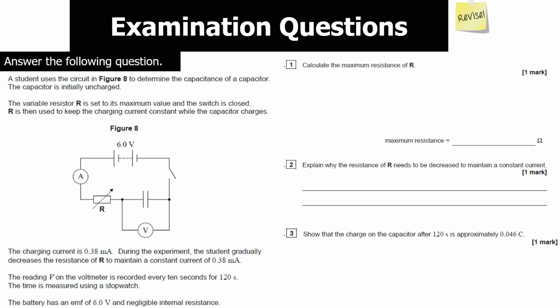The charging current is 0.38 milliamps, and during the experiment the student gradually decreased the resistance of R to maintain a constant current of 0.38 milliamps. The reading V on the voltmeter is recorded every 10 seconds for 120 seconds. The time is measured using a stopwatch. The battery has an EMF of 6 volts and a negligible internal resistance. So calculate the maximum resistance of R, explain why the resistance of R needs to be decreased to maintain a constant current, and then show that the charge on the capacitor after 120 seconds is approximately 0.046 coulombs.